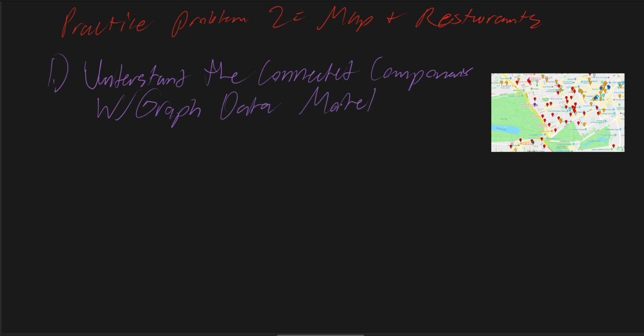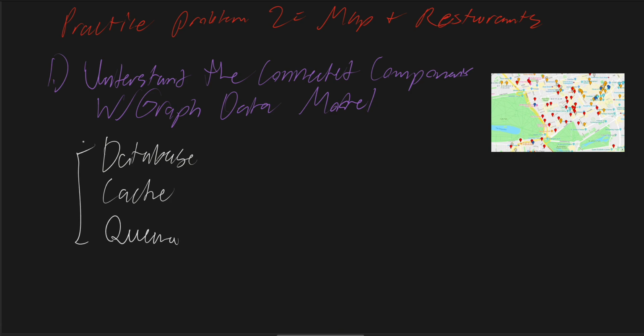And as we know, every data-intensive system is going to have a database, cache, and queue. That's right. Every single data system is going to have that. It's essential. It is needed. If you don't have it, you don't have a data system.